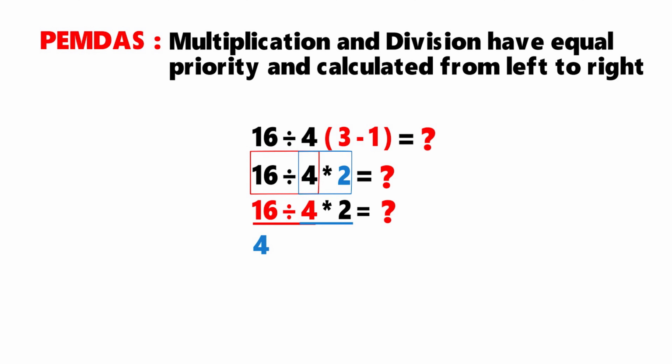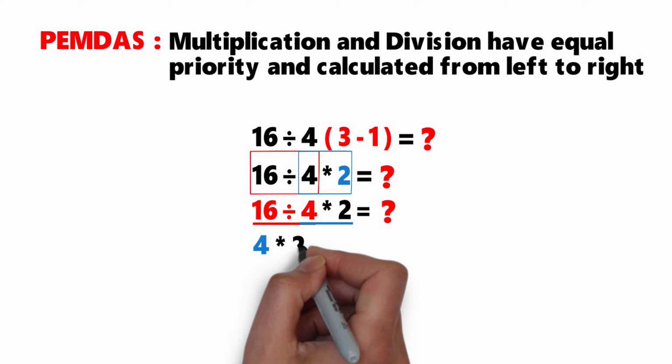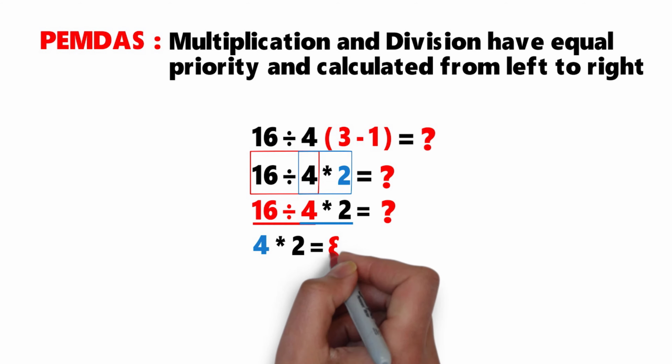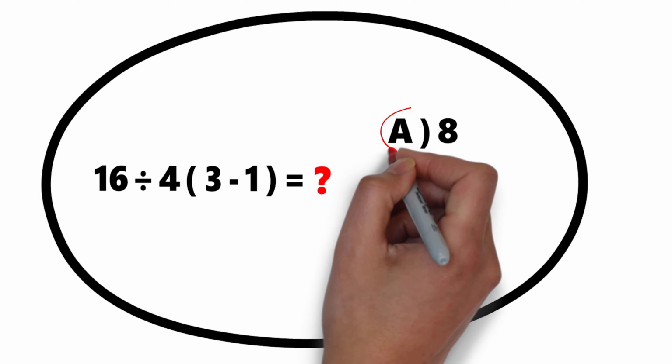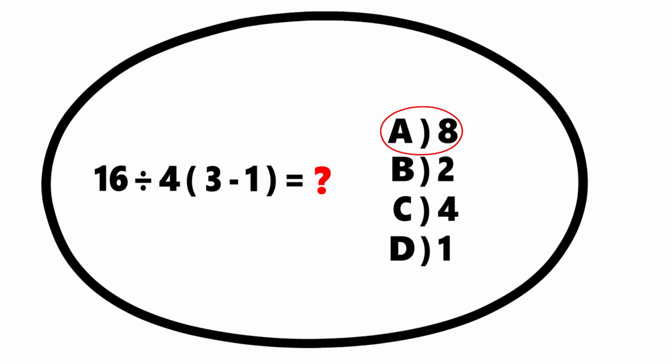And in the last step, we need to multiply 4 by 2. And the result is 8. So the correct choice here is choice A, 8. Hopefully you've nailed this question and now know how to answer similar problems on the test.